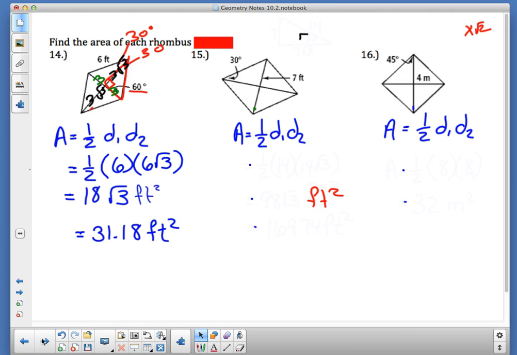Now, keep in mind that 7 is across from the 30-degree angle. So I know that this is 7 as well. And because of that, the side across from the 60-degree angle is 7 square root of 3. So that's 7 square root of 3. So I got 14 times 7 square root of 3. Half of 14 is 7. 7 times 14, it's looking like 98. 98 square root of 3 feet squared is the exact answer, or simplest radical form.